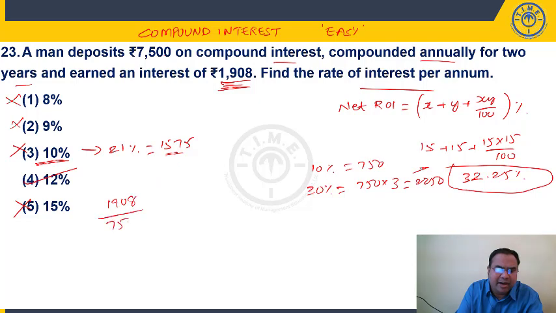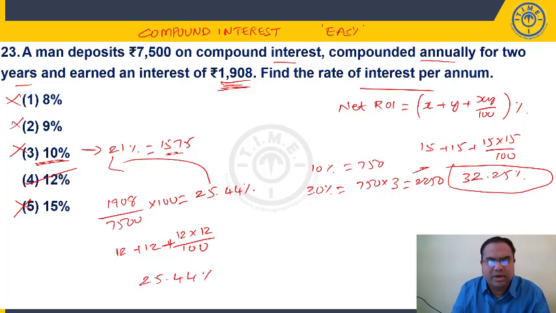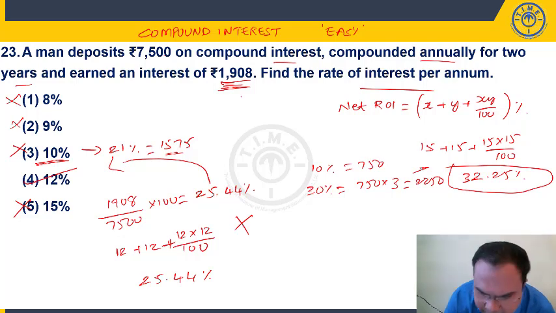1908 by 7500 into 100, if you calculate, you'll get 25.44%. For 25.44%, your per year interest should be 12%. Check out 12 plus 12 plus 12 into 12 upon 100. 24 plus 1.44. 12 into 12 is 144, 144 by 100 is 1.44. So it is 25.44%. I'm saying this is not required. Through options, I can easily eliminate and I can answer the question.